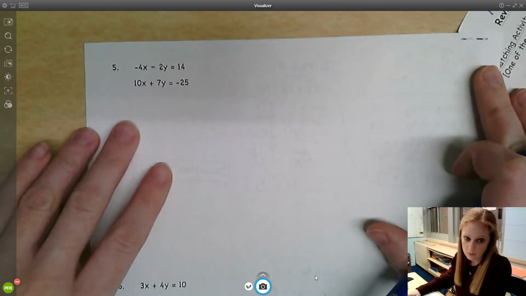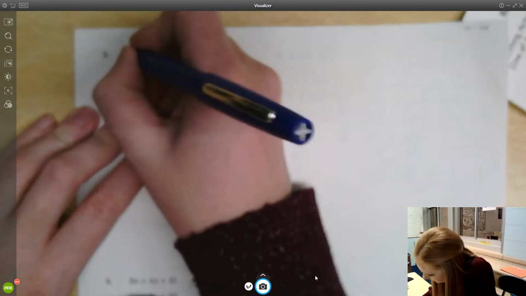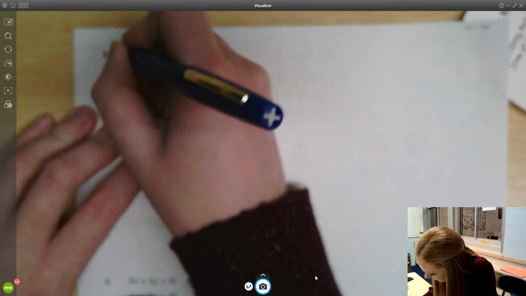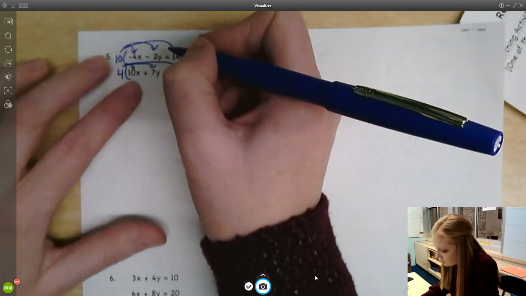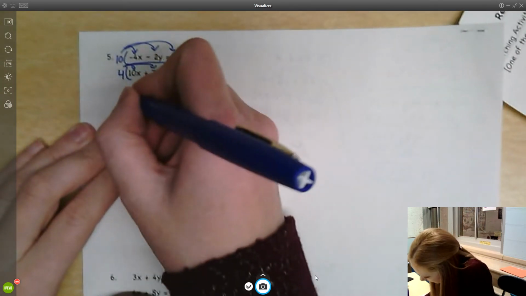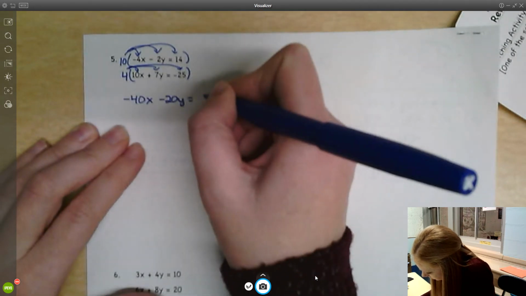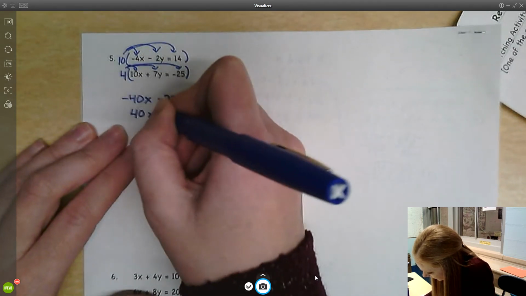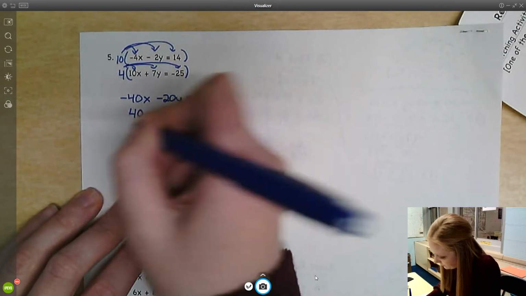All right, number 5, we want pairs that will eliminate. So let's just continue working with our x's. So I can multiply by 10 and then multiply by 4. Just kind of flip-flop those numbers, and then you think about the signs. This one's already going to be negative, and this one will be positive, so they'll cancel. So we're going to get negative 40x minus 20y equals 140. And then our second equation is going to be 40x plus 28y equals negative 100.